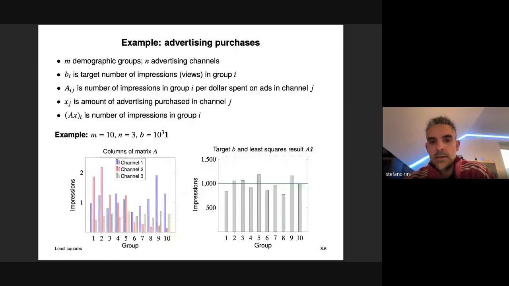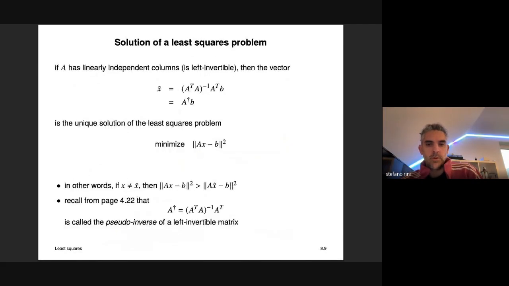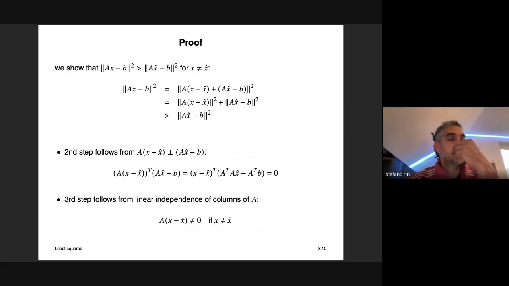Okay, so the proof per se is very simple, but what you have to remember is what is called the orthogonality principle, right? Which says that the residuals in the least squares problem live in the orthogonal space of the matrix A. Okay, very good.